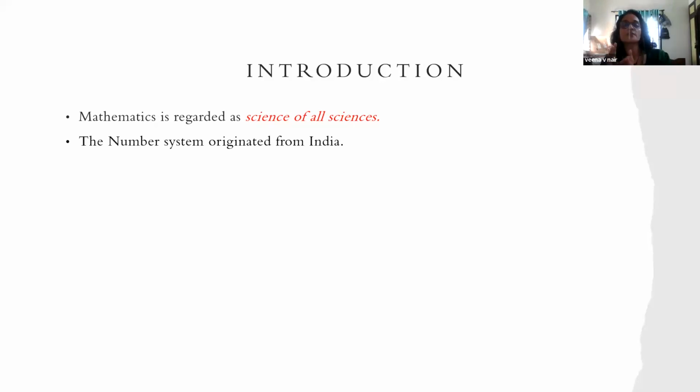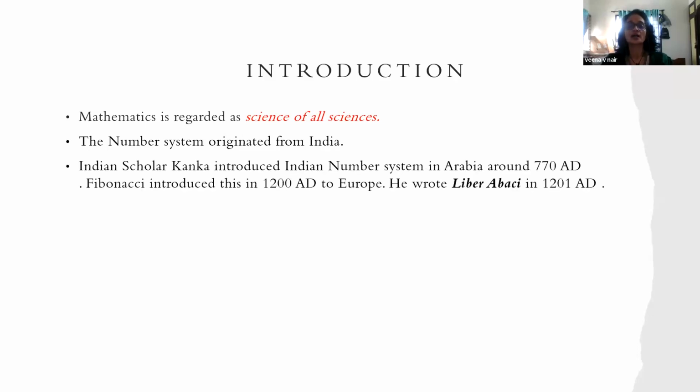This is a little bit of information about the number system and the mathematics that existed in India a long time back. The number system originated from India, and the Indian scholar named Kanka introduced the Indian number system in Arabia around 770 AD. It was Fibonacci who introduced this to Europe in 1200 AD. He wrote the Liber Abaci in 1201 AD. This introduced the decimal system we use today. This is all for information for you. You need not remember it. But if somebody asks you, you should be able to tell that the number system originated in India.